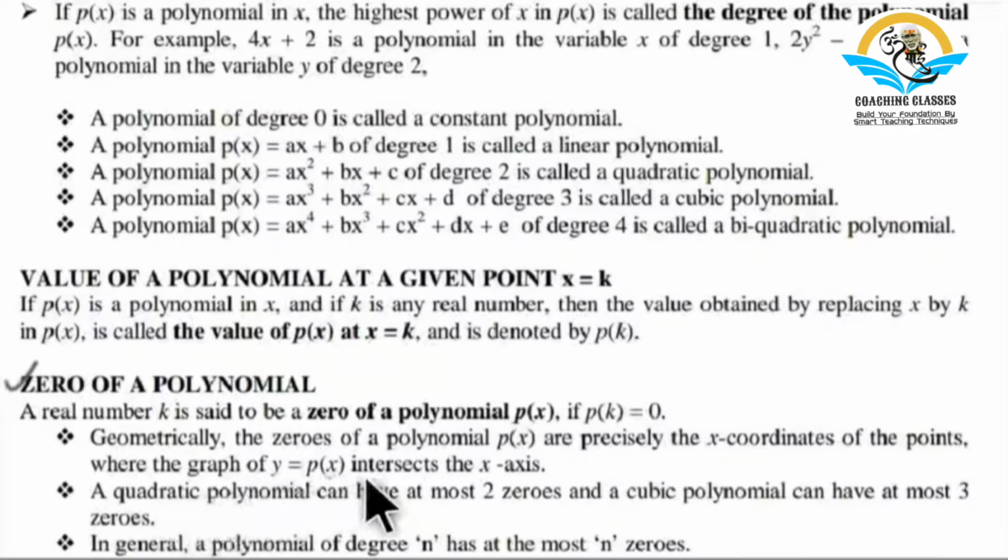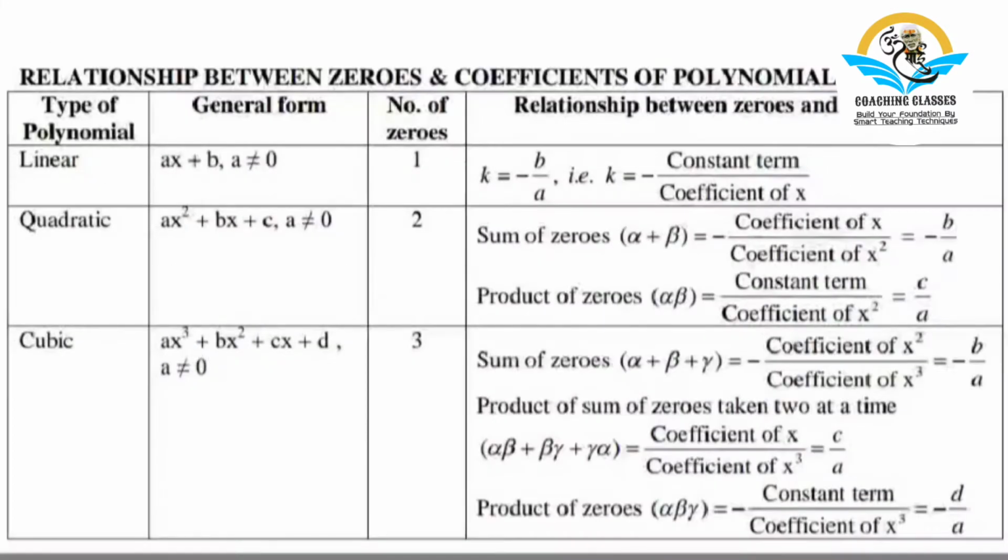Second, a quadratic polynomial can have at most 2 zeros and a cubic polynomial can have at most 3 zeros. In general, a polynomial of degree n has at most n zeros. That means whatever the degree of the polynomial, that is the number of zeros.